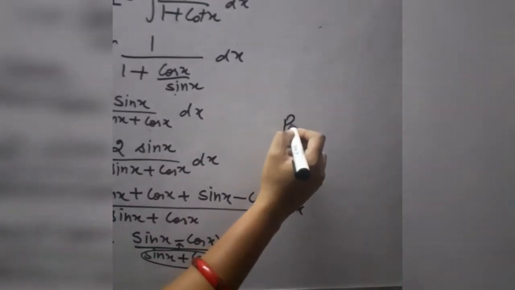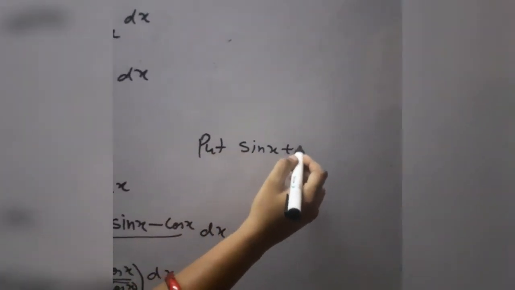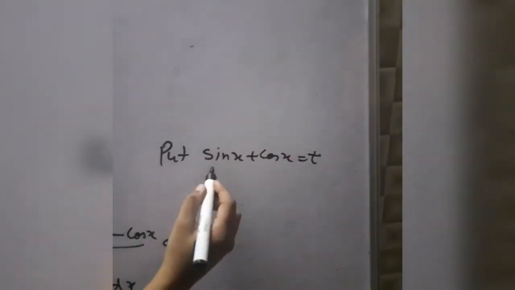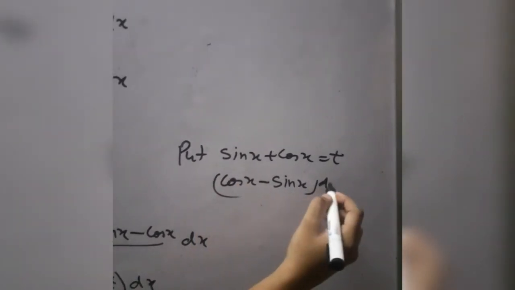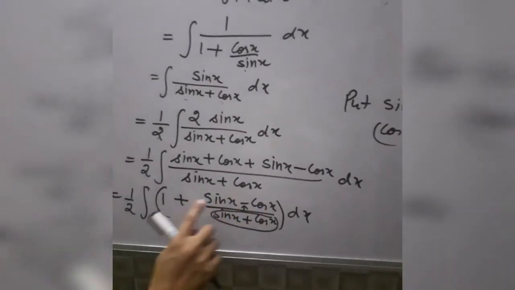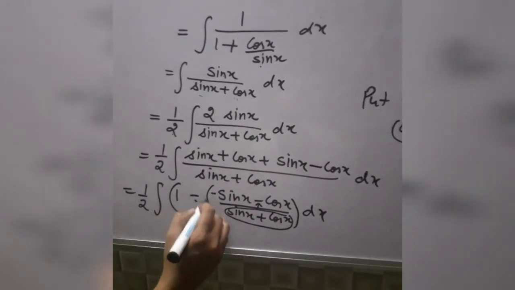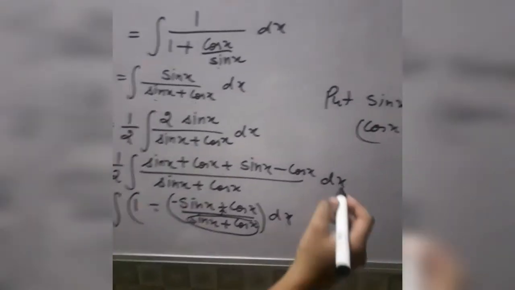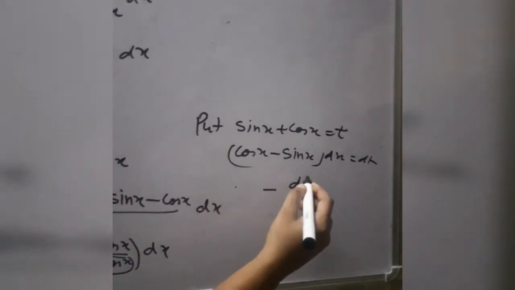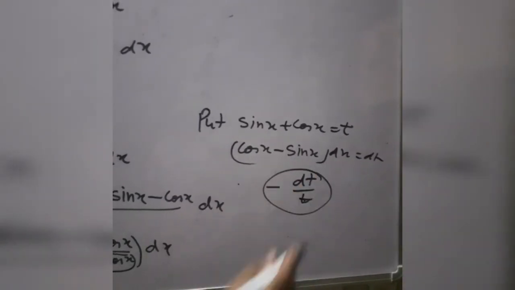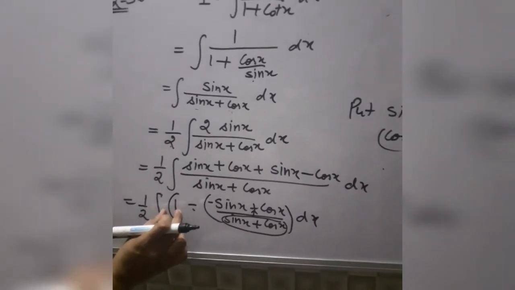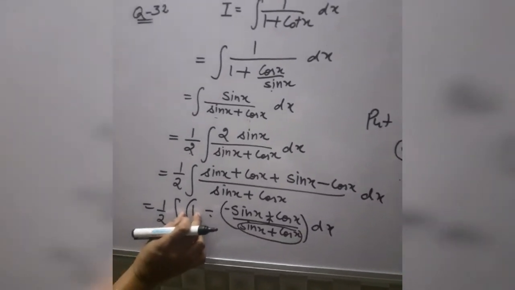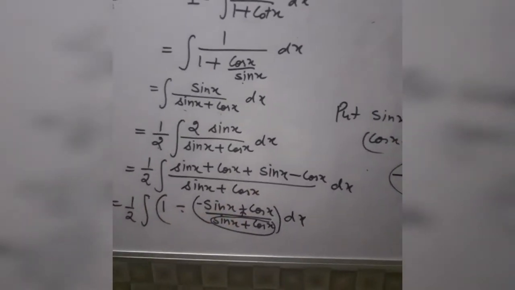That's why for this second part you will put sin x plus cos x equals t. Then the derivative of sin x is cos x, the derivative of cos x is minus sin x, and this equals dt. But in this case sin x minus cos x is given to you. If you take the minus sign common here, it becomes minus sin x and it becomes plus. So you can write it as minus of dt by t. In this way you can find the integration of this second part, and in the first part only 1 is written, so integration of 1 is x with respect to x. In this way you will complete this sum.